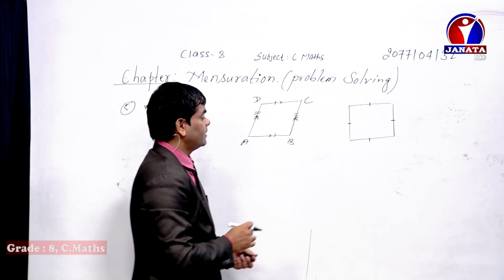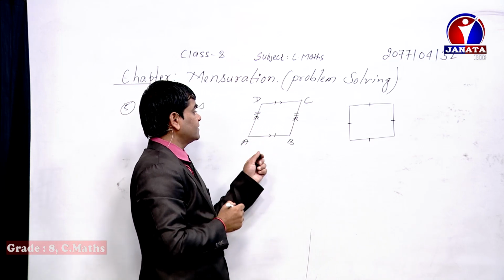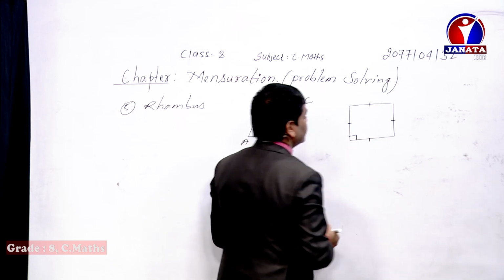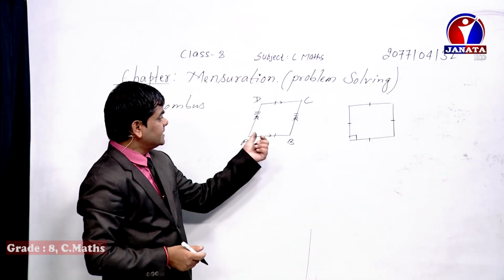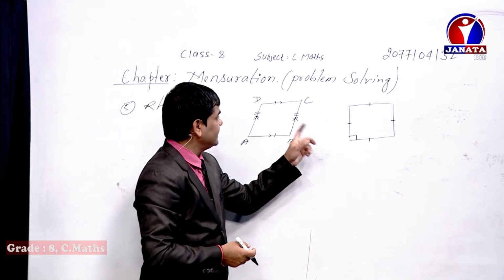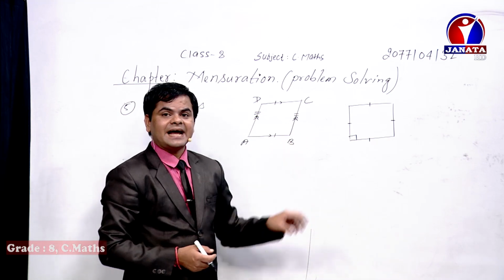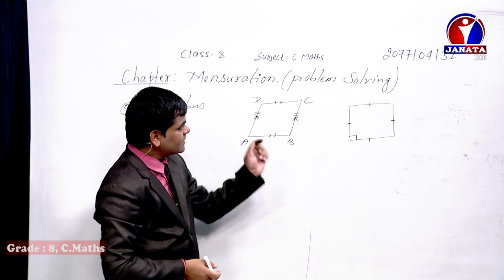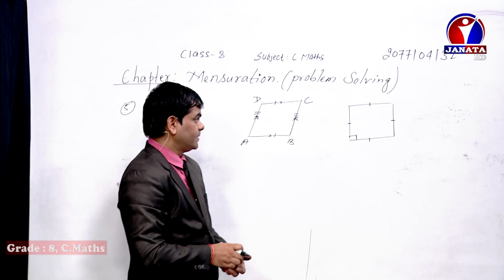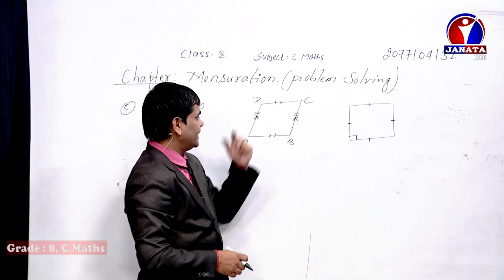All sides are equal, and in square the extra characteristic which is not found in rhombus is 90 degree. Each angle becomes 90 degree. So when we see these two figures, if there is one angle being 90 degree in any rhombus, at that time that rhombus is a square, that will be converted directly into square. So this is square, and this one is rhombus.